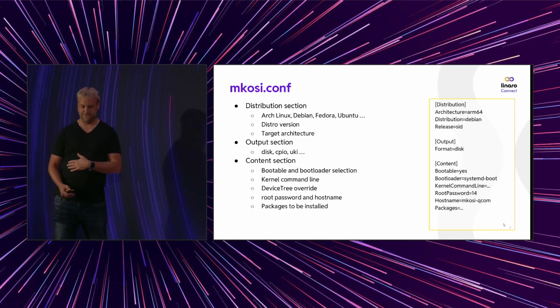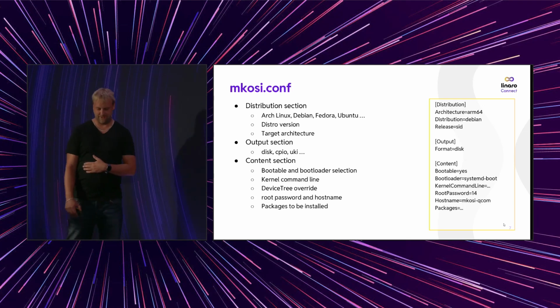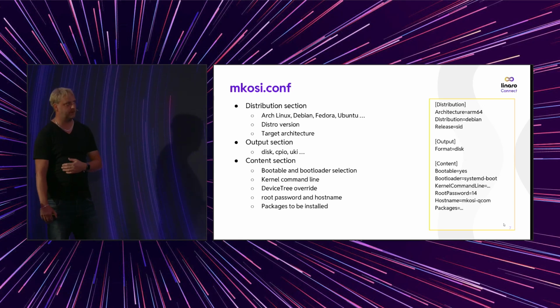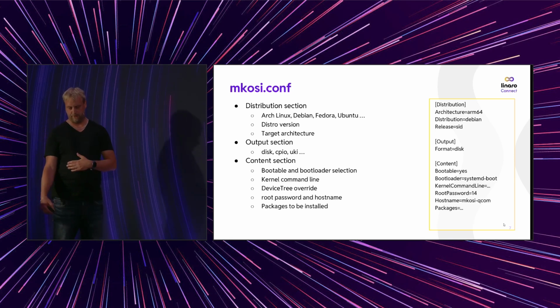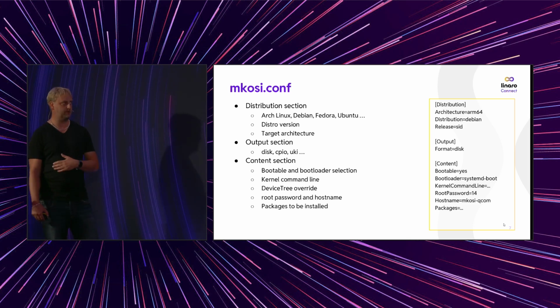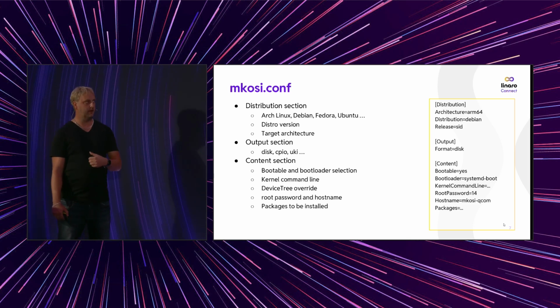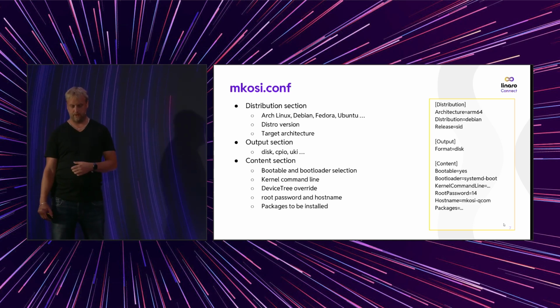Next slide, please. So the configuration is split in a few different sections. You can see an example here on the right. You have a distribution section where you specify what distribution you want in your image. Those that I've played with are Arch Linux, Debian, Fedora, and Ubuntu. You can specify which distro version you want and which target architecture.